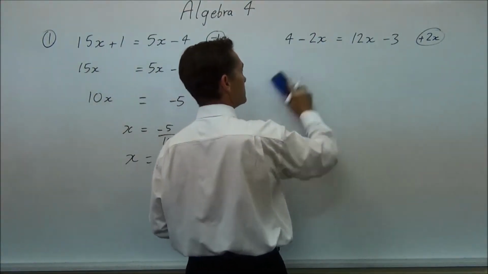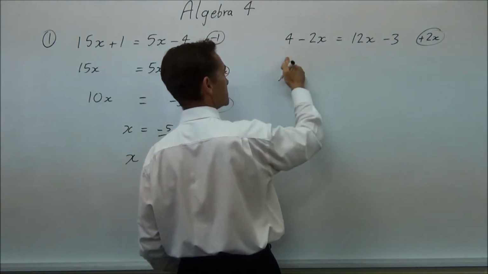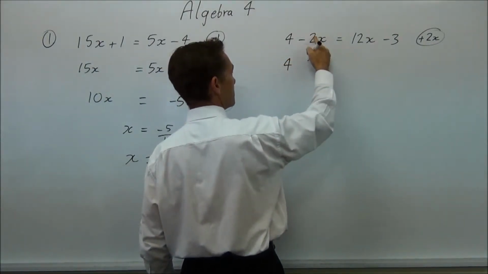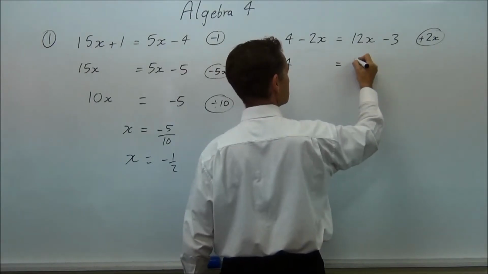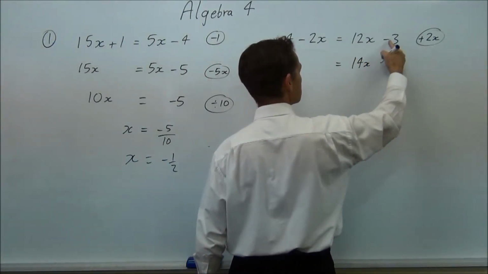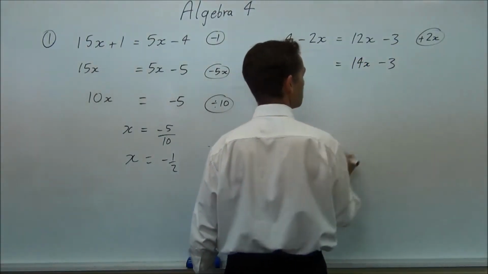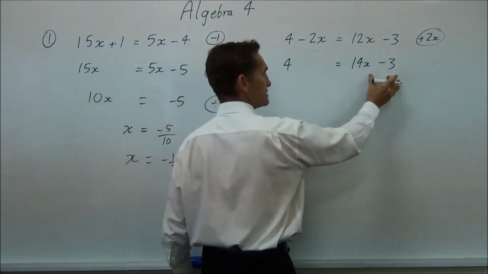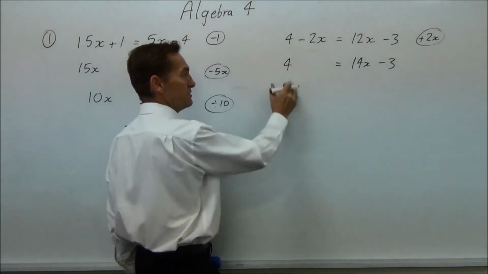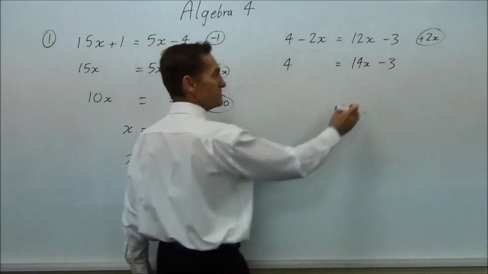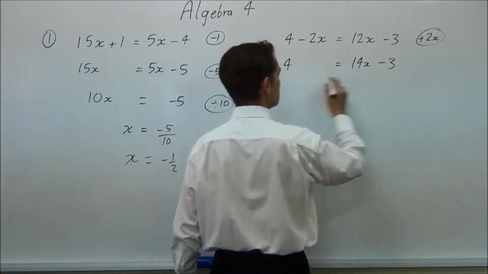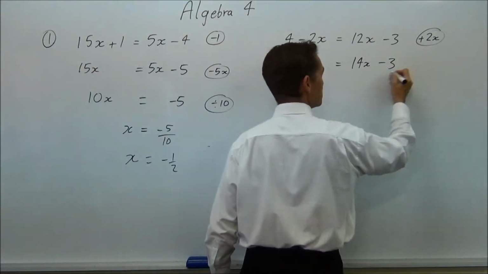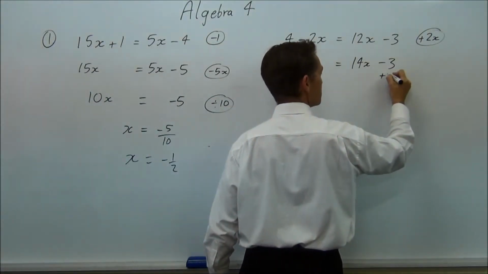If I add 2x to both sides, the 4 stays as a 4. That plus 2x is nothing. That plus 2x is 14x, and the minus 3 stays the same. So now I've got an x and a number on that side, and I've got a number here. So I'm going to get rid of the number next. I'm going to add 3. So plus 3, plus 3. We'll do this one underneath.